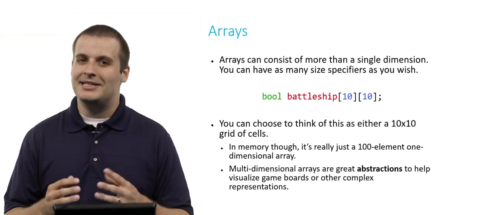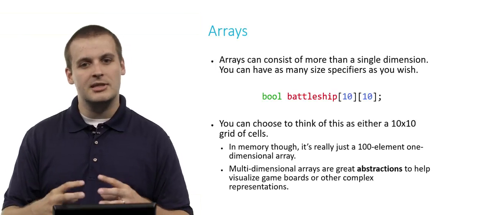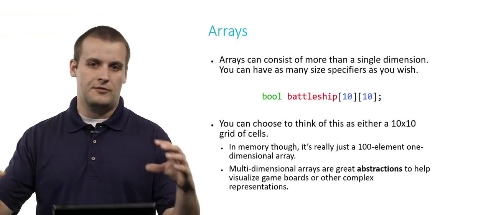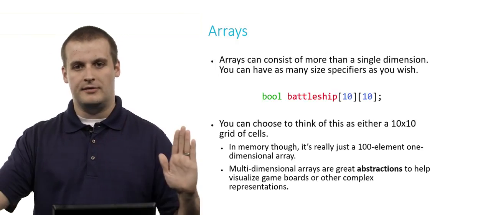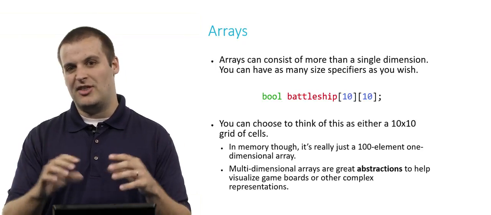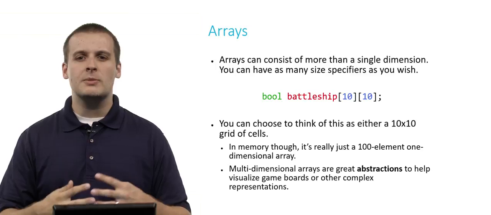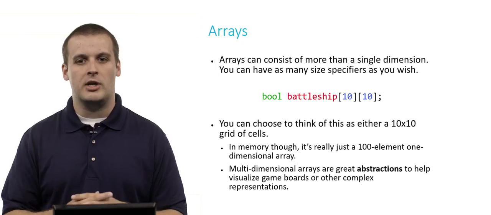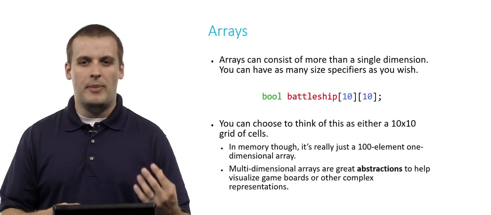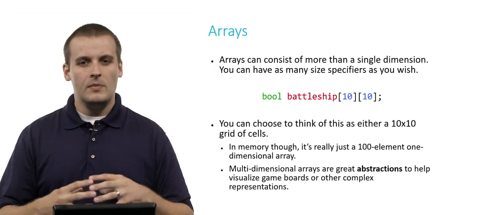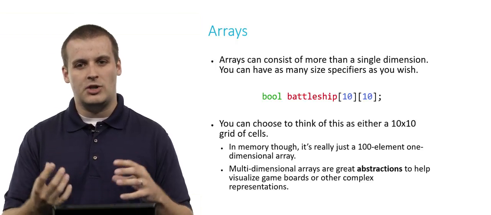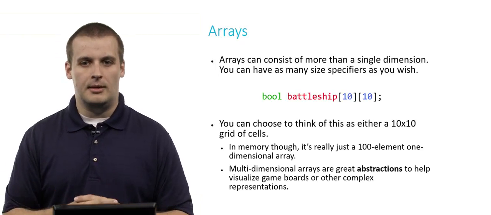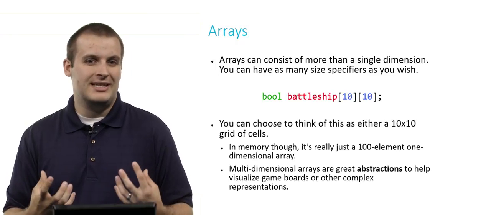Now, in fact, in memory, it really does just remain a 100 element single dimensional array. And this goes for if you have 3 dimensions or 4 or 5, it really just does become multiply all of the size specifiers together, and you just get a one-dimensional array of that size. But in terms of organization and visualization and human perception, it can be a lot easier to work with a grid if you're working on a game like Tic-Tac-Toe or Battleship or something like that. It's a great abstraction instead of having to think about a tic-tac-toe board as a line of 9 squares or a Battleship board as a line of 100 squares. A 10 by 10 grid or a 3 by 3 grid is probably a lot easier to perceive.